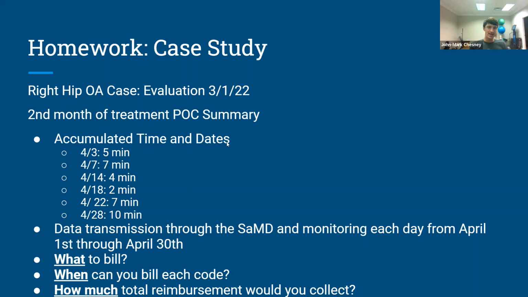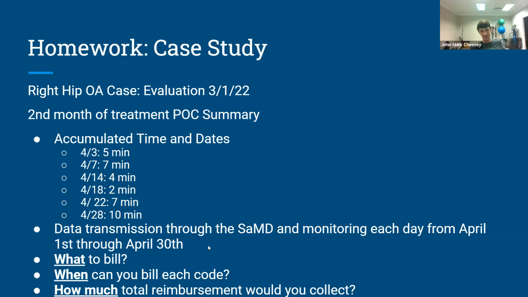This is the accumulated time, the dates. So on the 3rd, 5 minutes, on the 7th, 7 minutes, on the 14th, 4 minutes, the 18th, 2 minutes, the 22nd, 7 minutes, and on the 28th, we have 10 minutes. So write those times down, take a screenshot. And then we have data transmission through the app and monitoring each day from April 1st through April 30th.